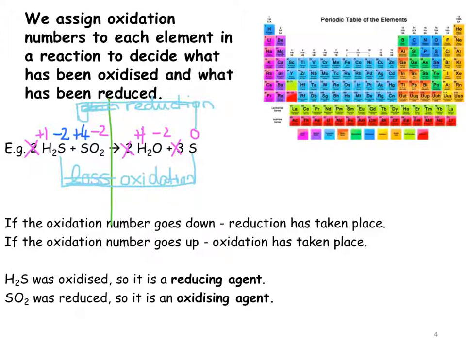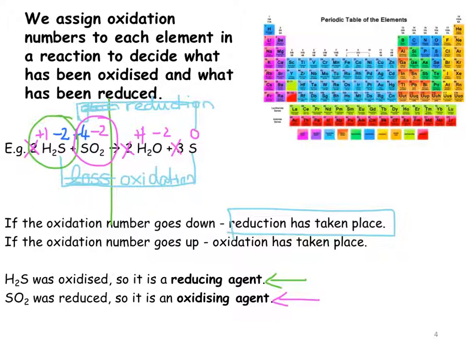The oxidation number goes down. You've got reduction taking place. Let's look at it. My oxidation number went from +4 to 0. That's going down as a number, and I've had reduction. When my oxidation number goes up, I have oxidation that has taken place. So here, from -2 to 0, that is oxidation taking place. So in this case, the hydrogen sulfide, H2S, was oxidized and therefore is a reducing agent, whilst simultaneously my sulfur dioxide, SO2, was reduced, and so it is an oxidizing agent.